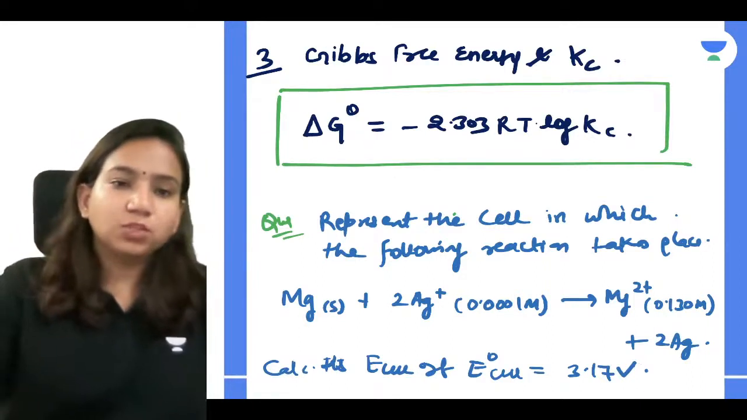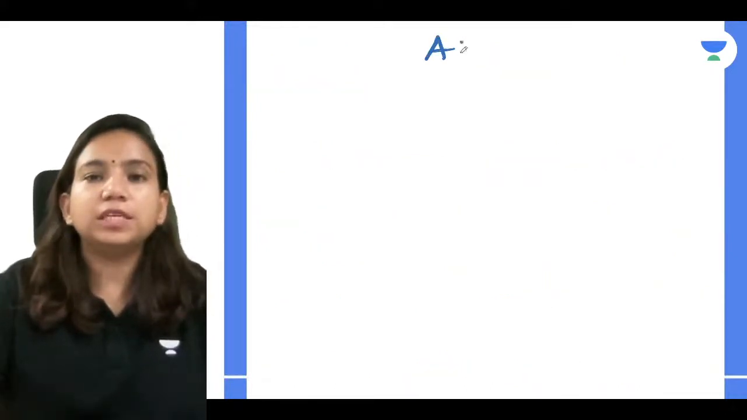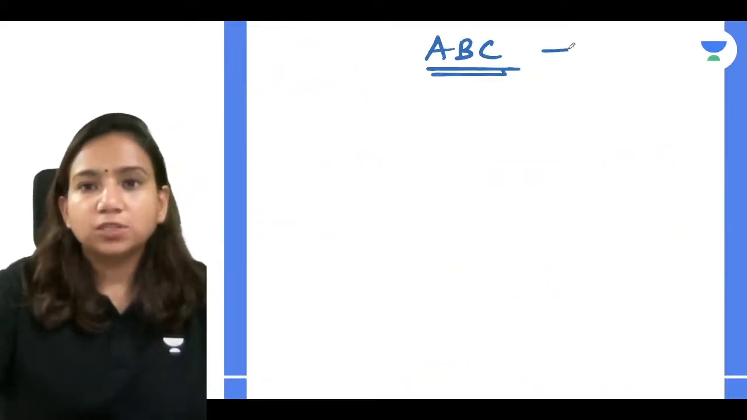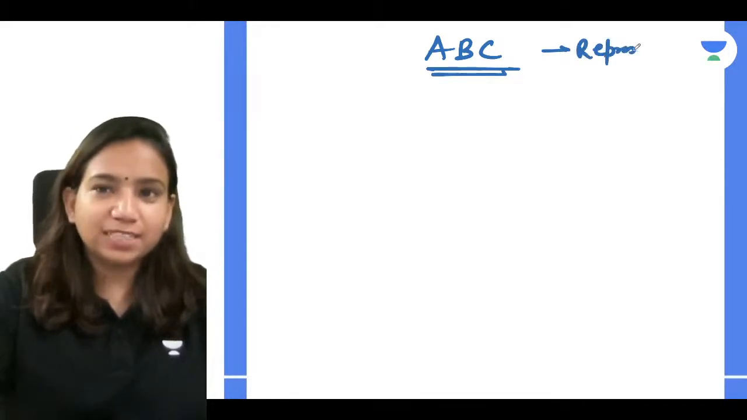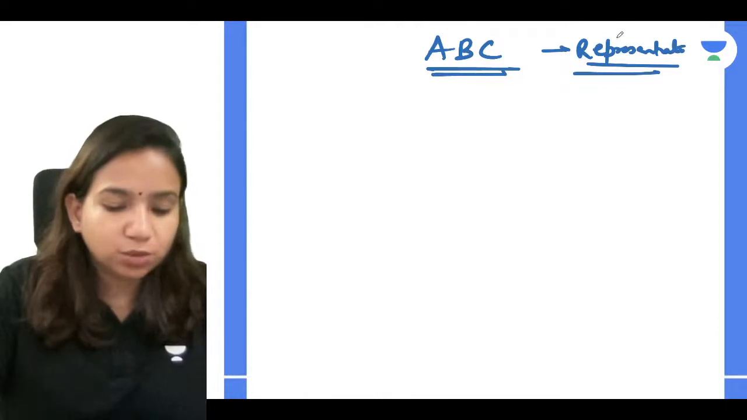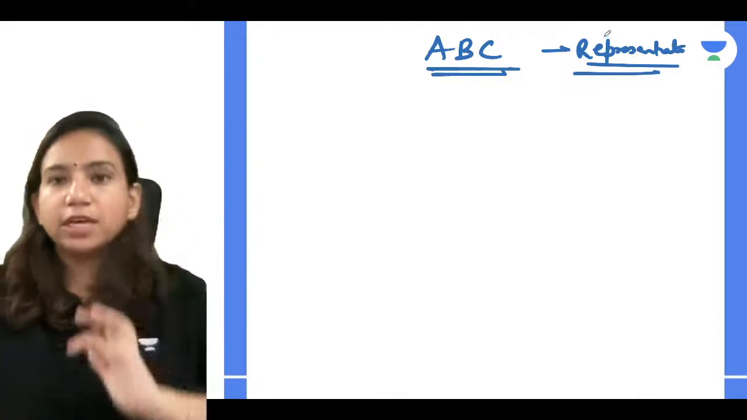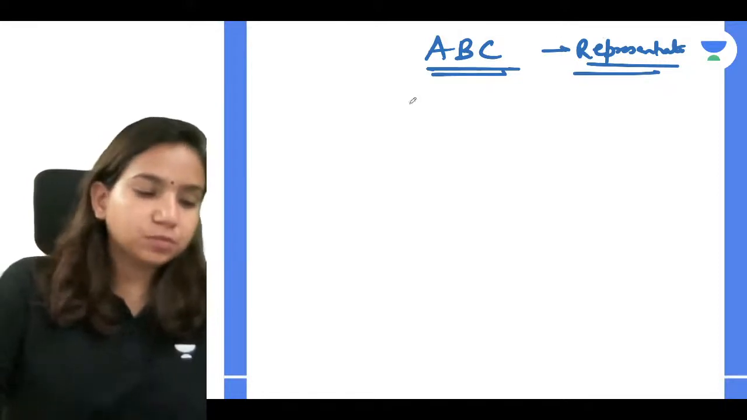Okay, so how do we represent the cell, guys? You remember, all of you, ABC? Yes, we do the representation of a cell as ABC. What is ABC? ABC is anode, bridge and cathode. That's great, Abhishek.